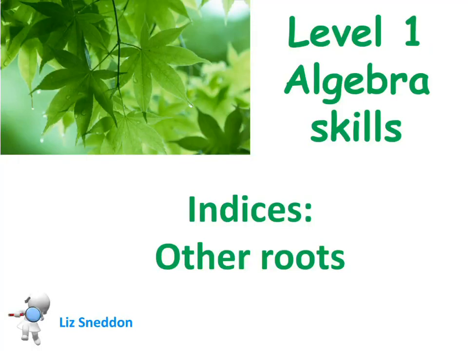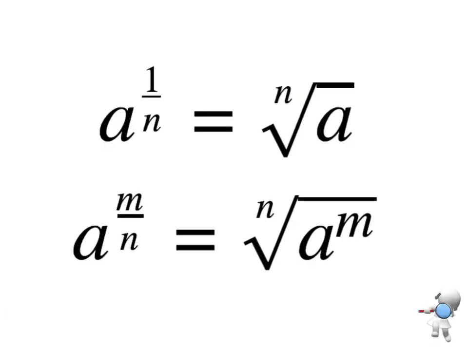Let's have a look at what happens when we deal with other roots, other than the square root. So this is just the rules here. If I have a, which is the same as a to the power of 1, when I want to find the nth root, then that means I'm going to switch to a fraction of 1 over n.